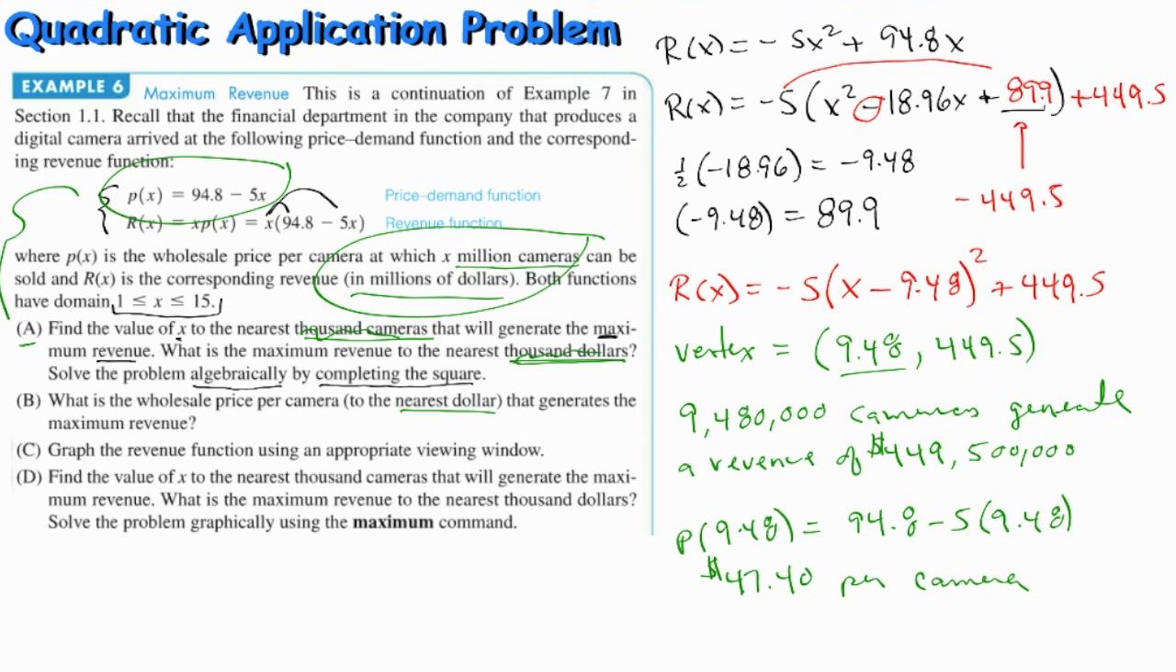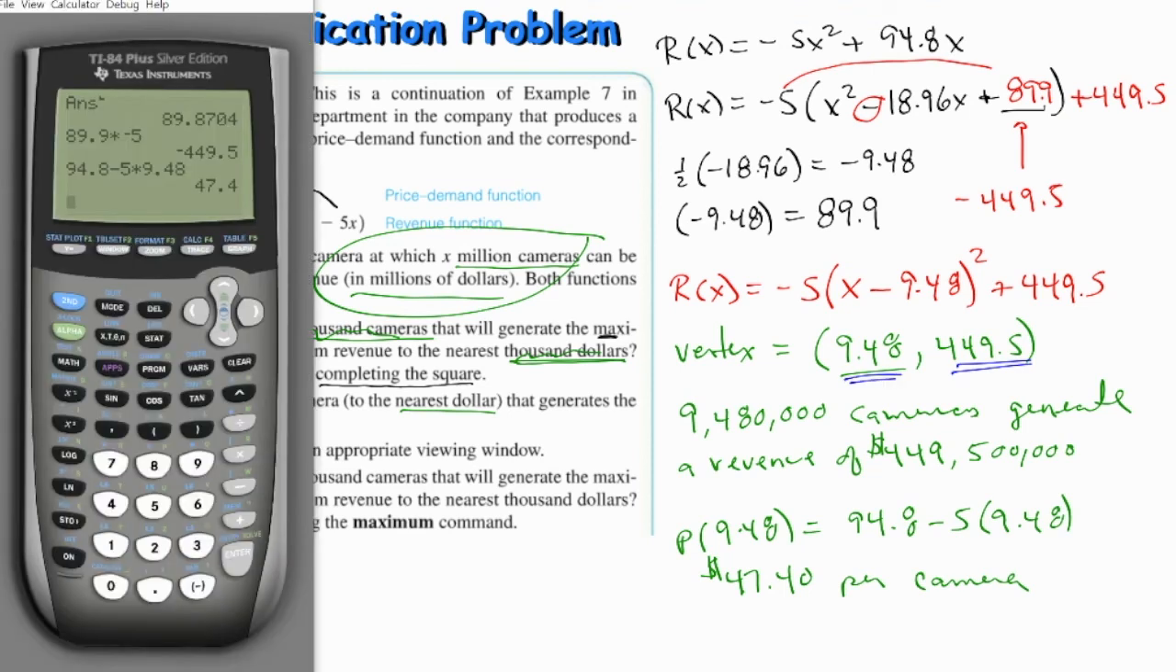Part C says graph the revenue function using an appropriate viewing window. And again, because we see that this is going to go up to a large number on the y-axis and a smaller number on the x-axis, we can adjust the window. So if we put the revenue function in, negative 5x squared plus 94.8x, and if we hit graph, we see this is not giving us a clear graph.